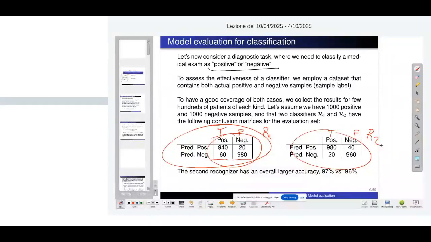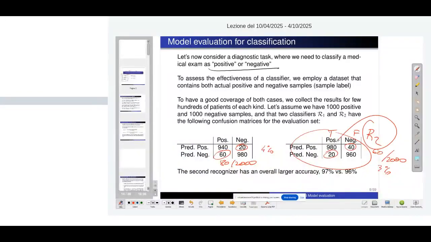Now, if I look at accuracy, what do I have? Let's look at error rate, it's easier to compute. For this model here, I have 80 errors out of 2,000 samples, a 4% error rate. Here I have 60 errors out of 2,000 samples, an error rate of 3%. So according to error rate and accuracy, I would select R2 as my classifier.